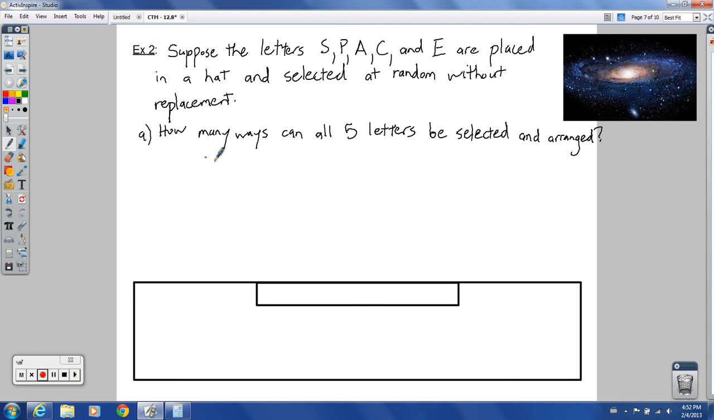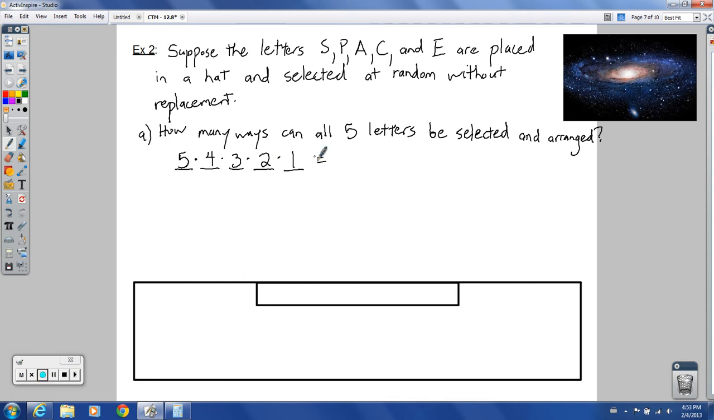So you can think of it this way. Let's do this as we begin to get the hang of this. I'm going to put 5 spaces here, and for that first choice, you're going to have 5 letters to pick from. An S, a P, an A, a C, or an E. So 5 choices to start. Now you've picked that one letter, you only have 4 left in the hat to choose from. It doesn't make a difference which one you pick. You had 5 choices to begin, and now you've only got 4. And then you've only got 3, and then 2, and then 1.